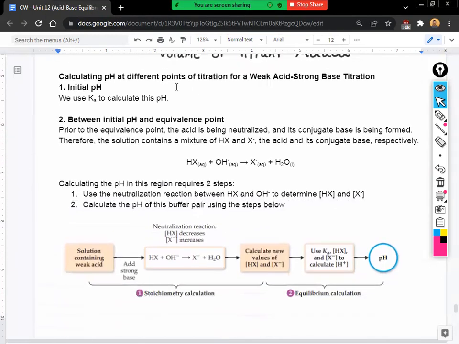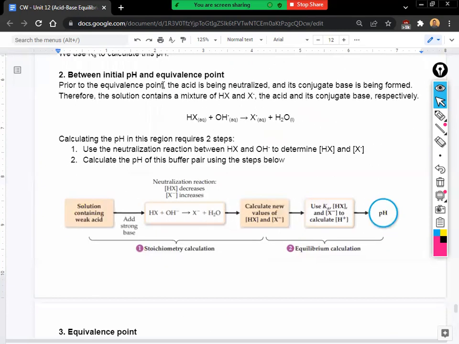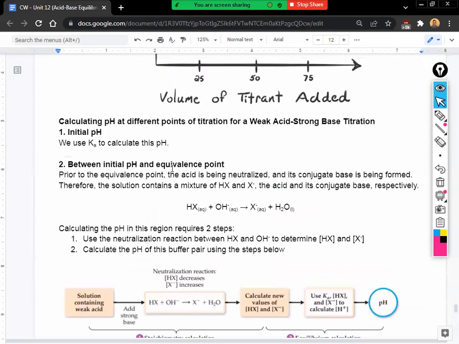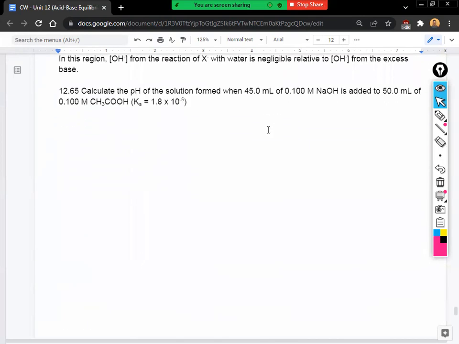Okay, so I have all these different steps. This is something you can go back to for your notes. This came from your book. I think it's a little bit excessive. I think doing practice problems is a lot easier, but these are the steps for finding the pH at various points for weak acid, strong base. We're going to skip all that and go straight into the problem. Okay, 12.65.